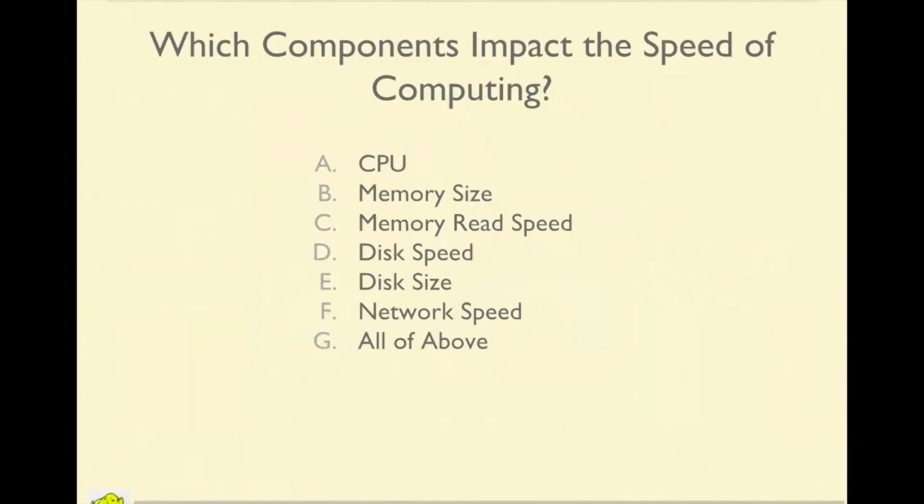All right, now here's the question to all of you. Which components out of these impact the speed of computing? Which of these impact the speed of computing? CPU, memory size, memory read speed, disk size, network speed, or all of the above. That's right. All of the above are the components which impact the speed of computing.